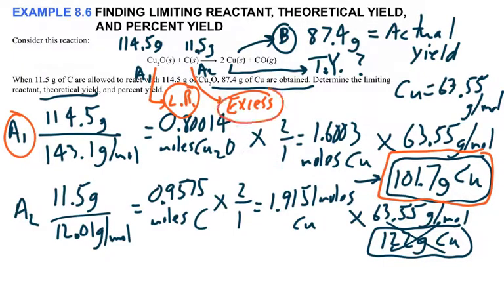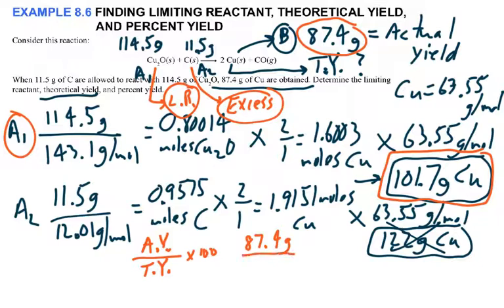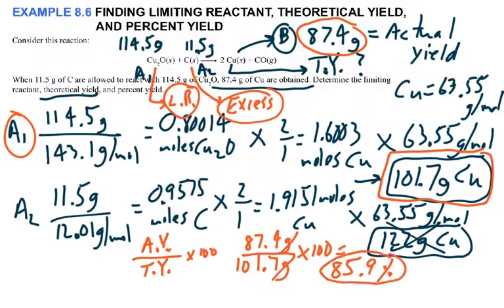Now to find the percent yield, we're going to do a ratio of actual yield over theoretical yield, and then we're going to multiply by 100. Well, the actual yield was given in the question. The actual yield was 87.4 grams. We just found the theoretical yield at 101.7 grams. Grams are going to cancel. You're going to multiply by 100. Now, we're going to round to 3 significant digits because of the 87.4, and we end up getting 85.9% as our percent yield.